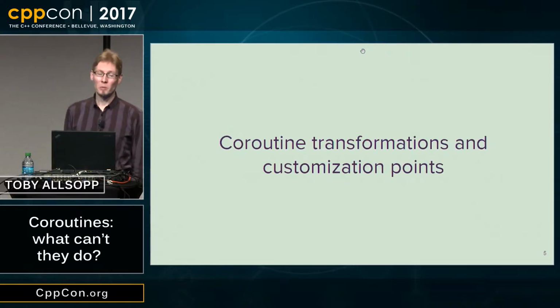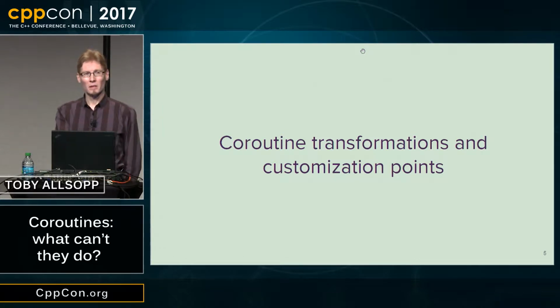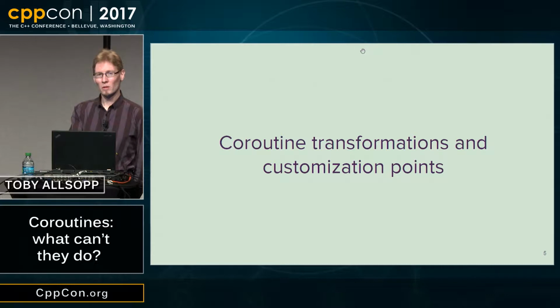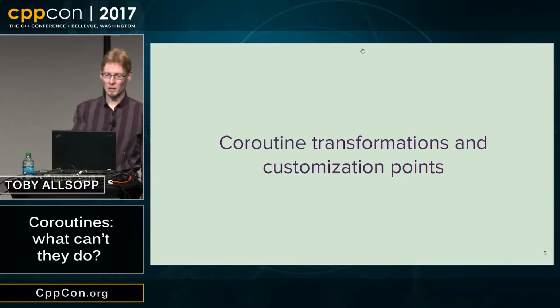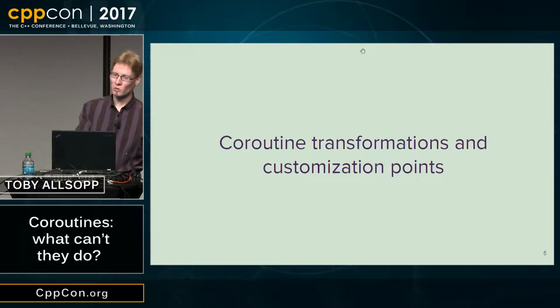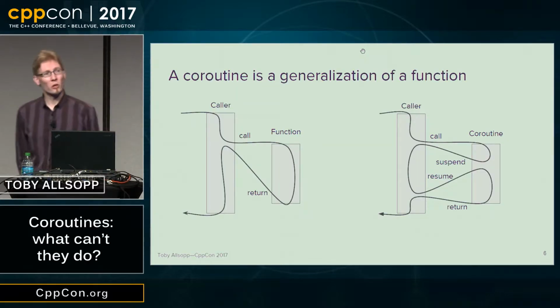So next, I'm going to run through how the transformation inside the compiler works, not in complete low-level detail, but at a source transformation level. So first of all, what's a coroutine?